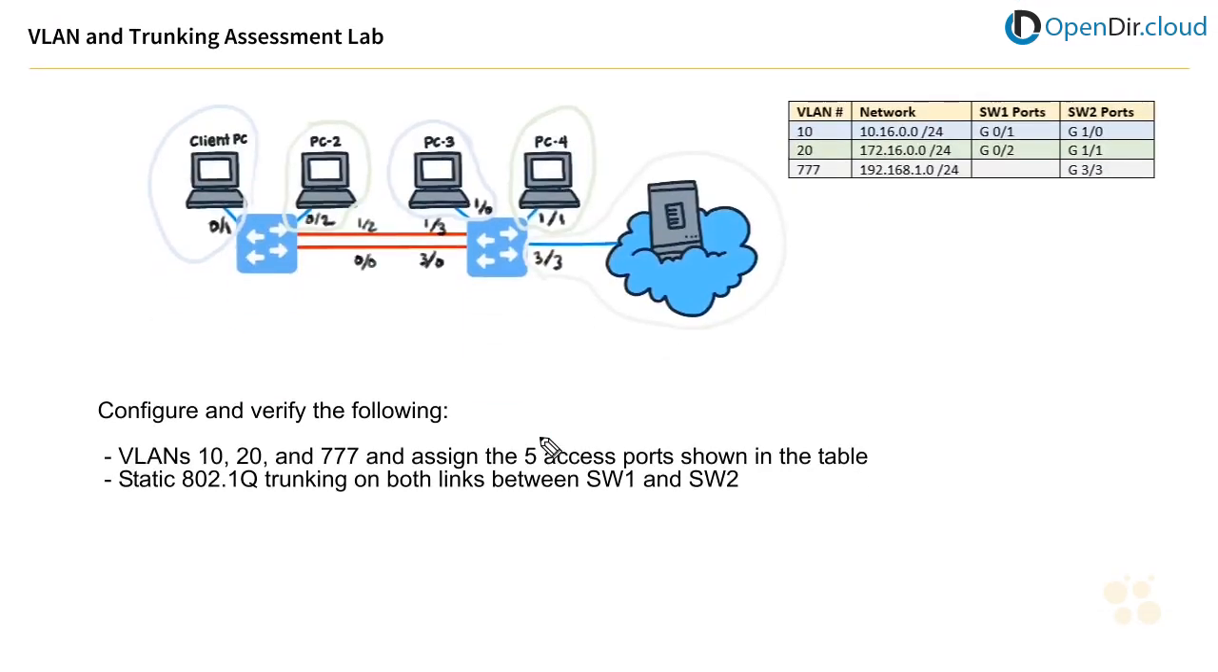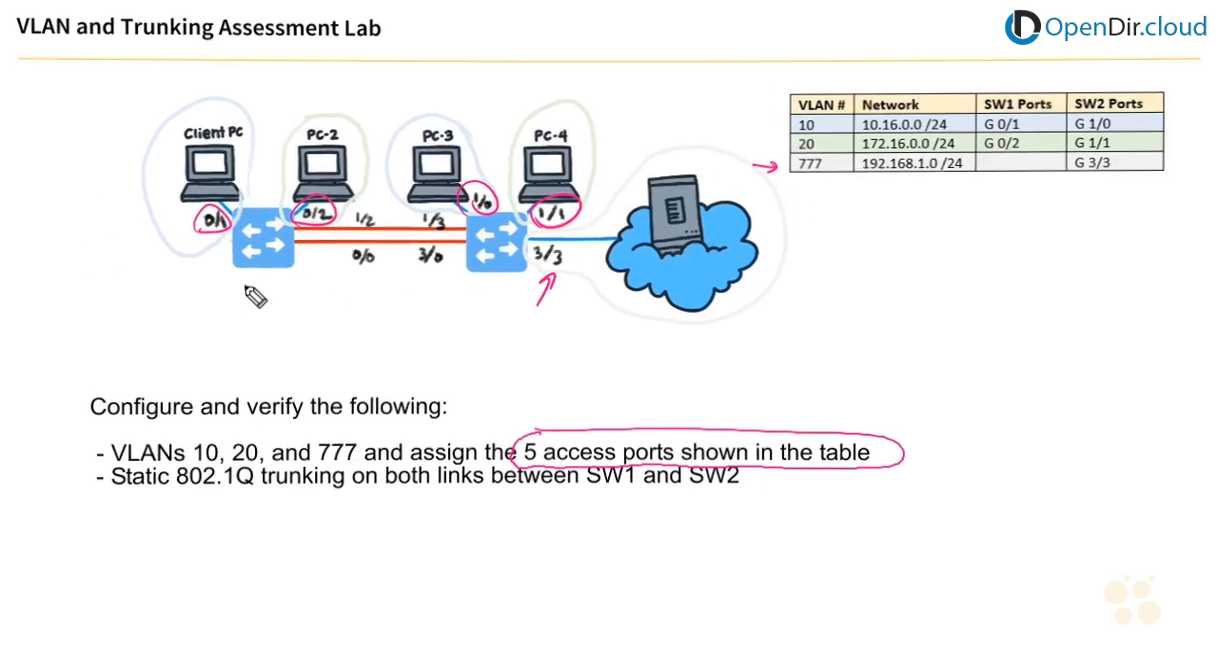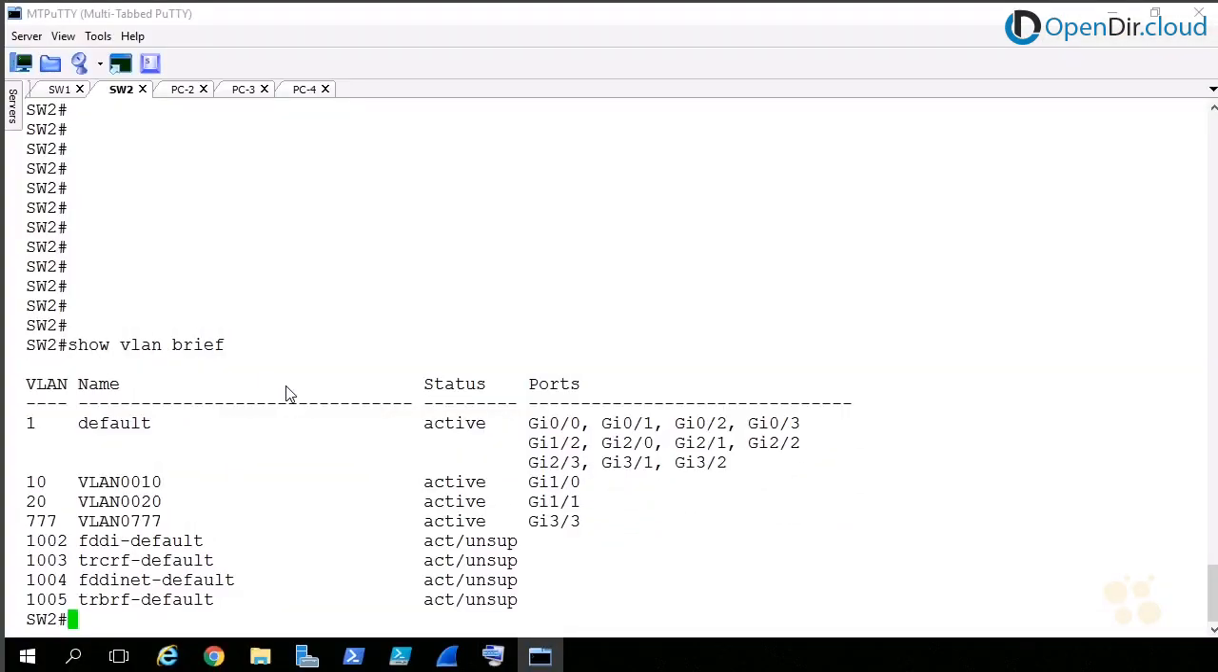The next part of the task was to make sure that these 5 access ports as shown in the table are configured. So on switch 1, it'd be 0/1 goes into VLAN 10, and also 0/2 on switch 1 goes into VLAN 20. Then over here on switch number 2, port 1/0 goes into VLAN 10, and port 1/1 over here goes into VLAN 20, and this port right here is going to be assigned to VLAN 777, again based on this table. So right here on the output of show VLAN brief, we can verify that.